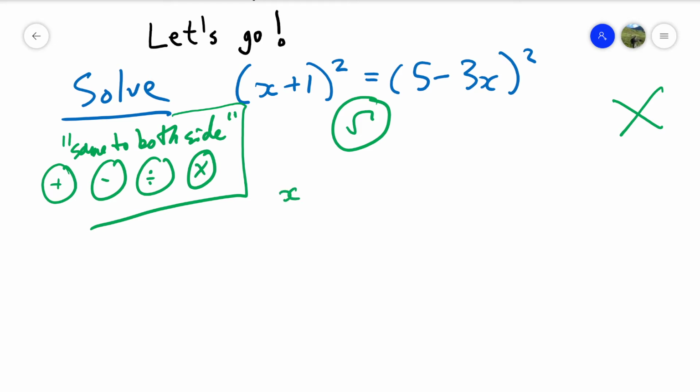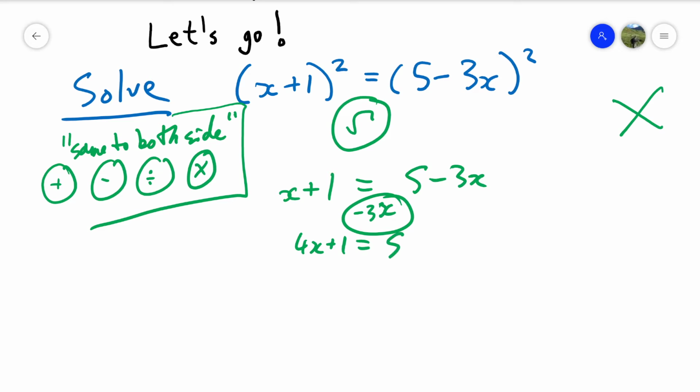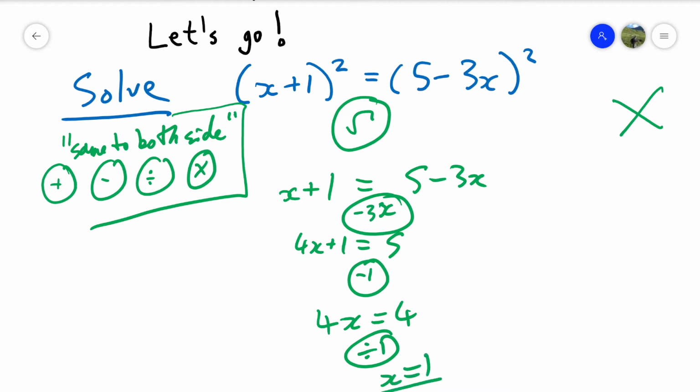So let's square root both sides. That means x plus 1 equals 5 minus 3x. I'm going to minus 3x from both sides, which gives me 4x plus 1 equals 5. I'm going to minus 1 from both sides, which gives me 4x equals 4. Divide by 4 gives me x equals 1. Ta-da! I've solved the equation.